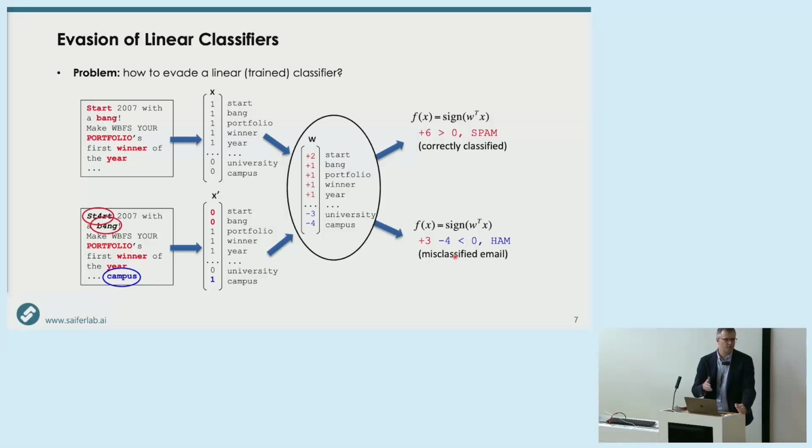So it's very straightforward to bypass linear models because you have a clear connection between the feature values and the weights. So it's easy to know which features I should change to tweak the decision or flip the label of the classifier.